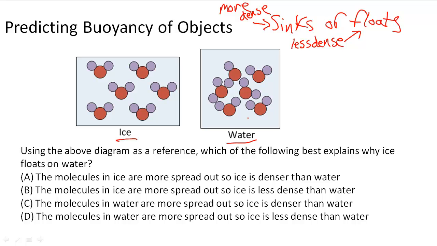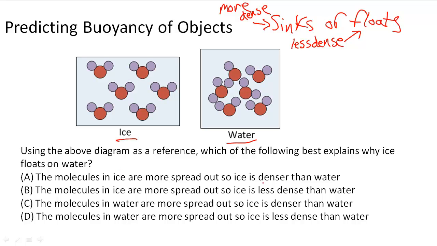So here it says the molecules in ice are more spread out, so ice is denser than water. Actually, as we can see, the molecules are more spread out than water. They're in a regular arrangement, indicating that they are in solid form, but because of the hydrogen bonds in water, it actually helps ice have more spread out molecules, and so making it able to float on water.